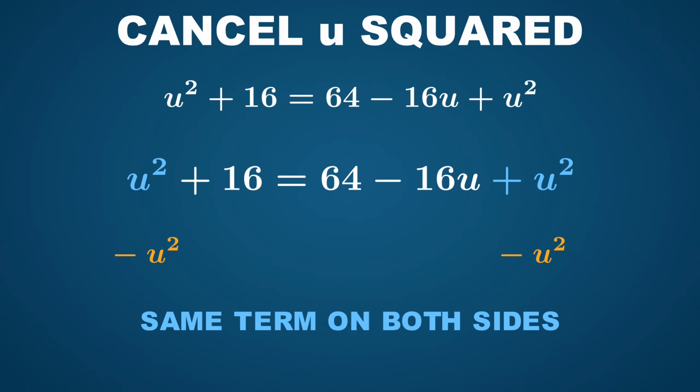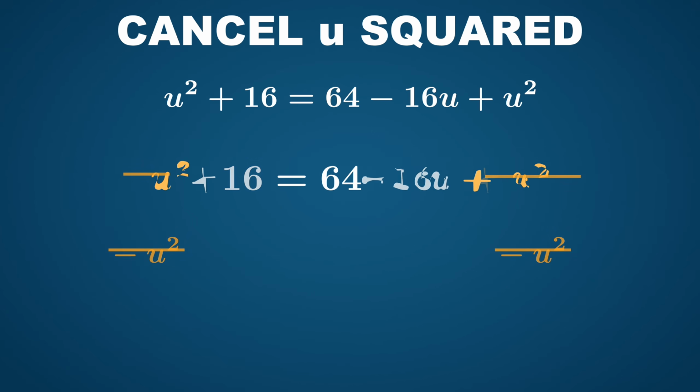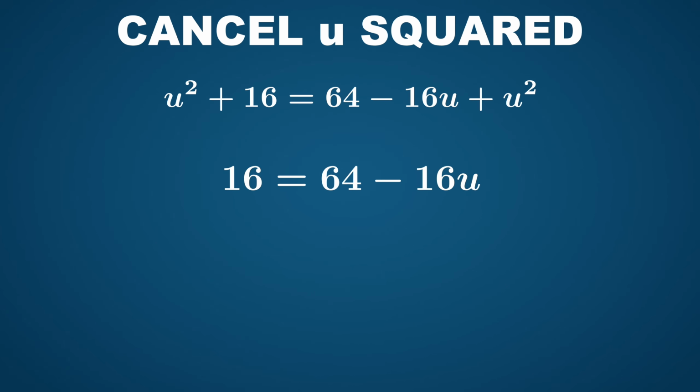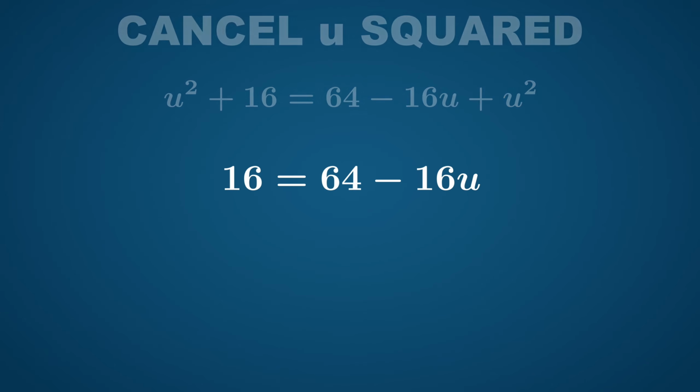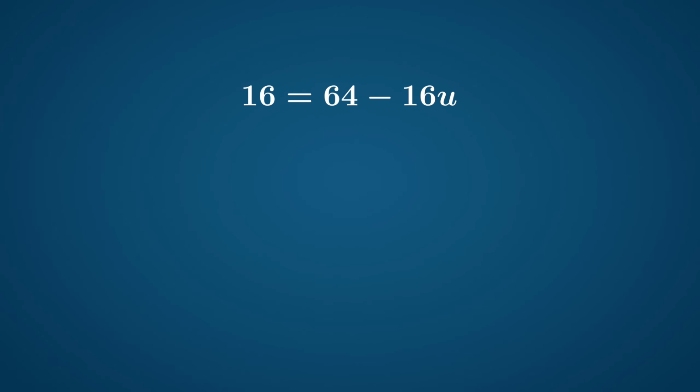We will subtract a u squared term from both the left and right sides of the equation. On the left side, subtracting u squared removes the squared variable term completely. On the right side, subtracting u squared also removes that squared term completely. This simultaneous cancellation makes our current algebraic equation significantly simpler. Our new and simplified equation is simply 16 equals 64 minus 16u.